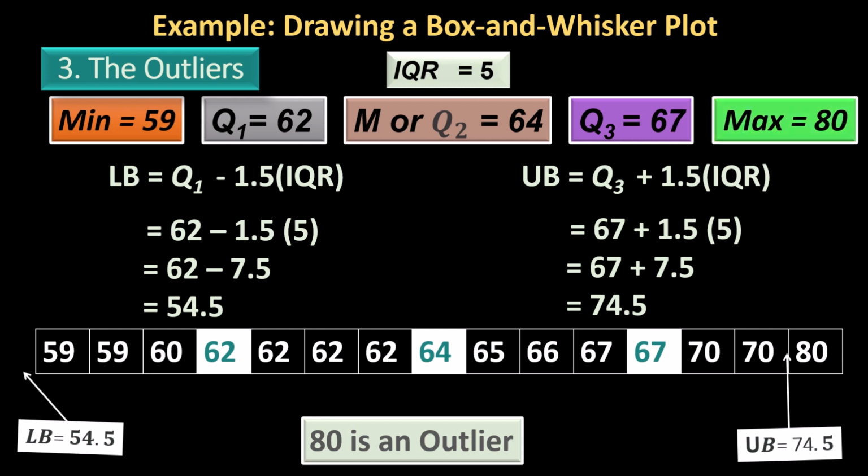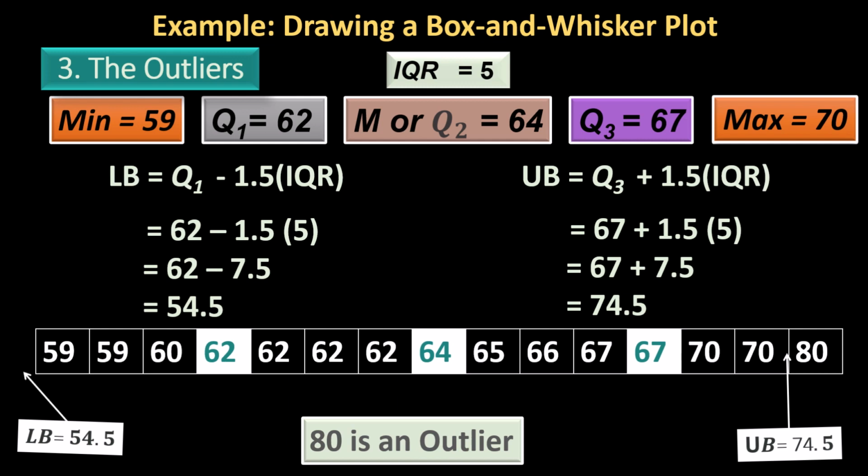Therefore, what happened to the maximum? Now, think about the data set and remove the 80, because that is an outlier. Once you remove the 80, what is the maximum? That is 70, right? Therefore, now you have to change the maximum value to 70. 80 is an outlier. Therefore, the new maximum is 70.